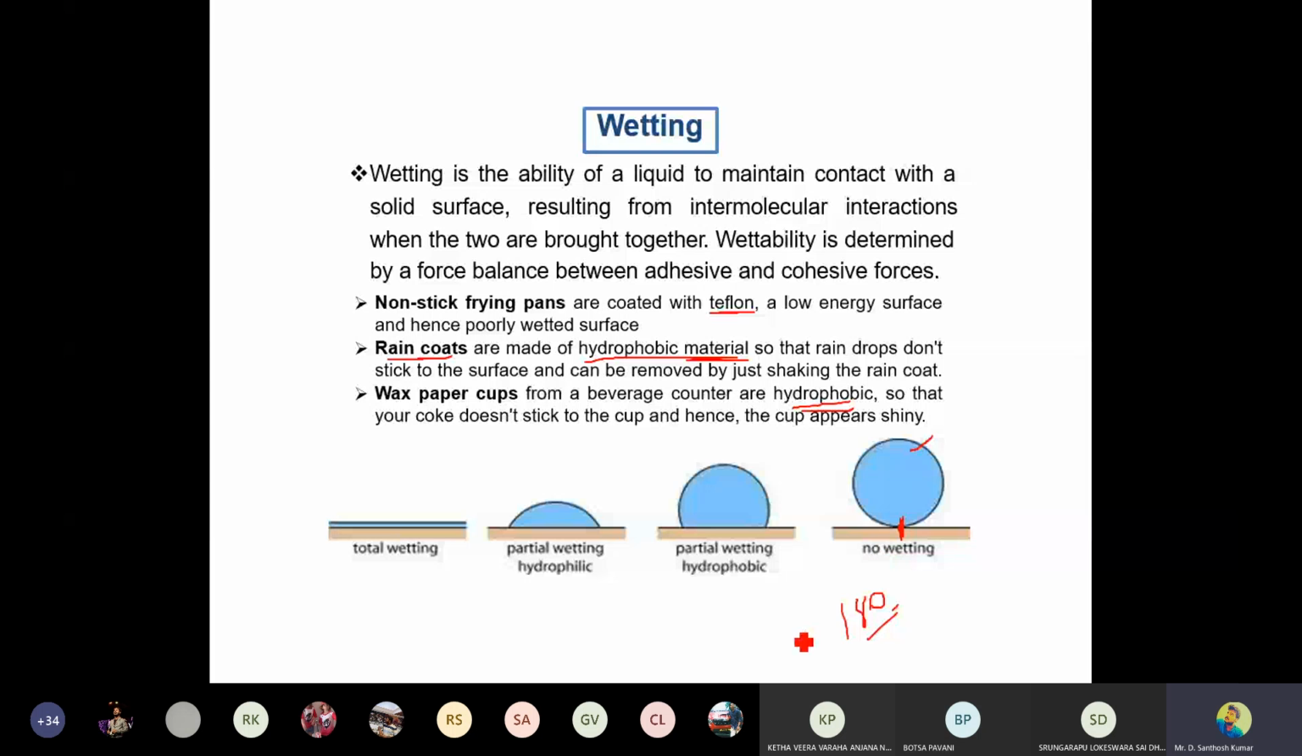So according to that, if you modify your surface or your liquid droplet, then you can use it in real-time applications. That's why we are modeling using non-stick fry pans as well as raincoats, wax paper cups and all that. So all these are good examples for this wetting concept.